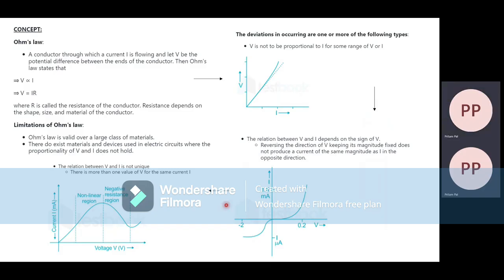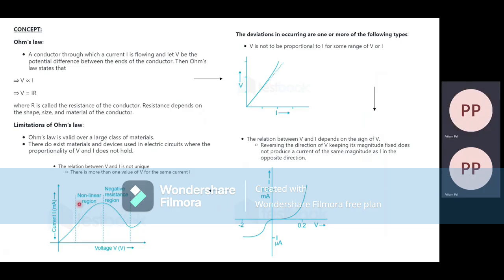So where R is the resistance of the conductor, and resistance depends on the shape, size, and the material of the conductor, as I already mentioned. So these are the limitations, right? Ohm's law is valid over a large class of materials. There do exist materials and devices used in electric circuits where the proportionality of V and I does not hold. So the relation between V and I is not unique. There is more than one value of V for the same current.